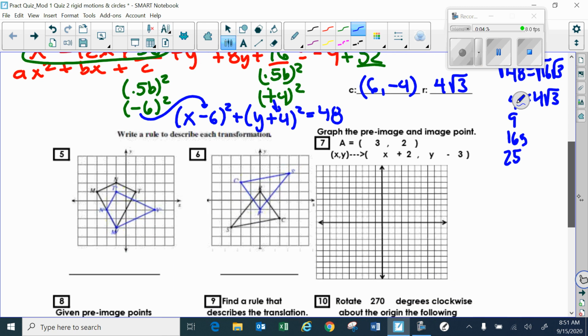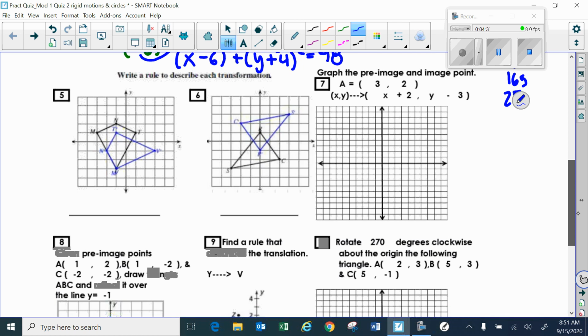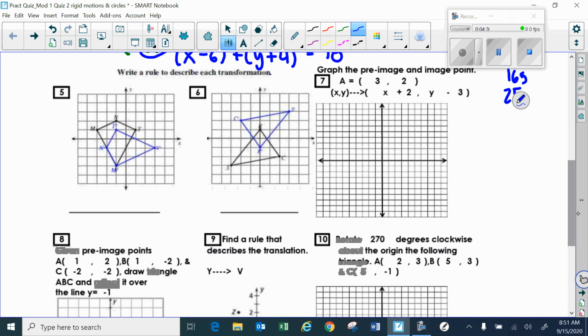Okay. Write a rule to describe each transformation. Okay. So you can see the blue is the image and the black is the pre-image because the blue has the primes on them. So what has happened here? N has gone from quadrant 2 to quadrant 3.